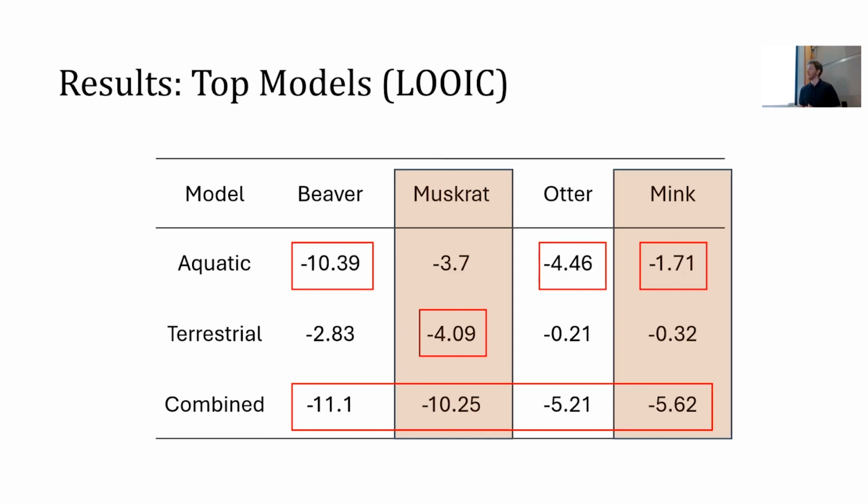Looking at muskrat and mink, it's a bit of a different story, in which the top aquatic and terrestrial model is different, but the actual value differences between those two is pretty small. And then when you look at both of those to the combined model, it's a much bigger difference. So to me, that suggests that both of these top models are likely contributing equally to that combined model.